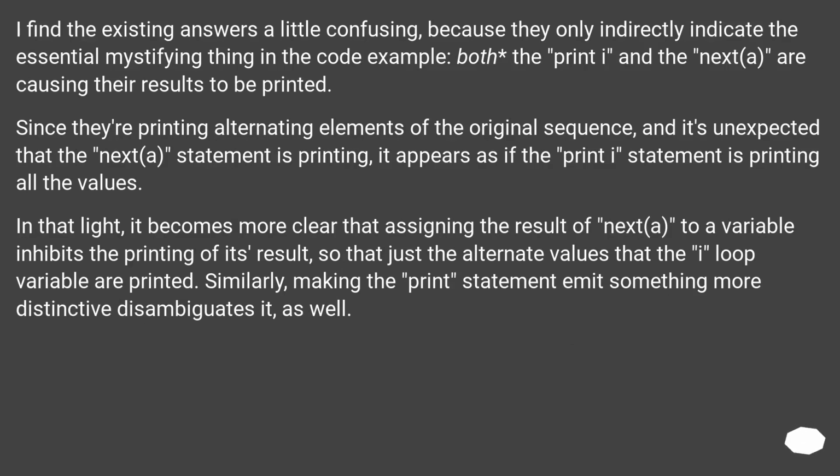I find the existing answers a little confusing, because they only indirectly indicate the essential mystifying thing in the code example. Both the print(i) and the next(a) are causing their results to be printed. Since they're printing alternating elements of the original sequence, and it's unexpected that the next(a) statement is printing, it appears as if the print(i) statement is printing all the values. In that light, it becomes more clear that assigning the result of next(a) to a variable inhibits the printing of its result, so that just the alternate values that the i loop variable takes are printed. Similarly, making the print statement emit something more distinctive disambiguates it, as well.